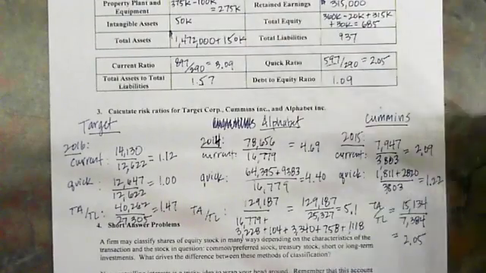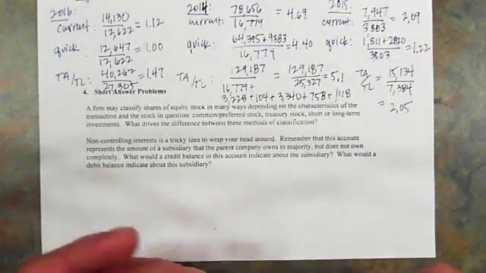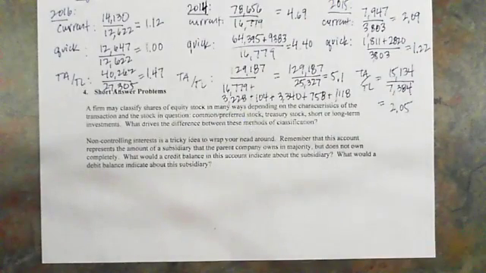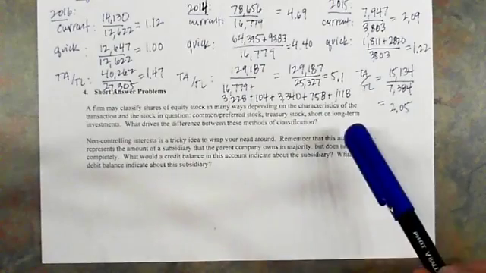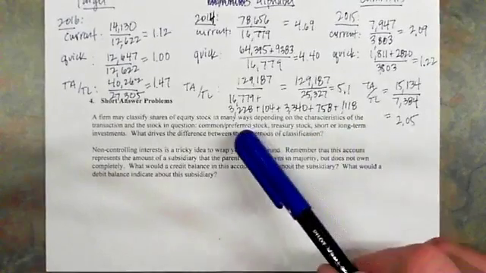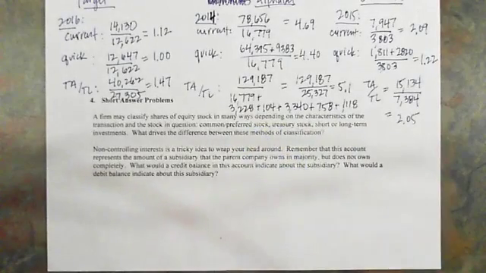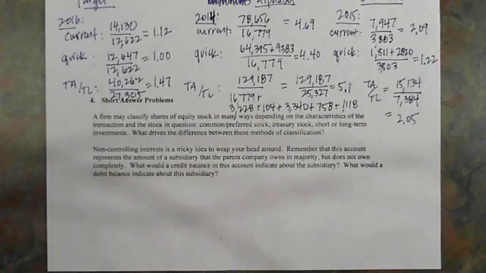The short answer problems: one talks about different types of securities that we could have, stock in many different forms. We could have common and preferred stock, treasury stock, short or long-term investments. What drives the difference between these methods of classification? Well, the short and long-term investments are the equity stocks of other companies, not our company. These two represent the equity stocks of our company. Common and preferred stock is stock that we issue to stockholders. And remember, treasury stock is stock that we have repurchased, our own stock repurchased from a stockholder. Right? So that one's not too bad.